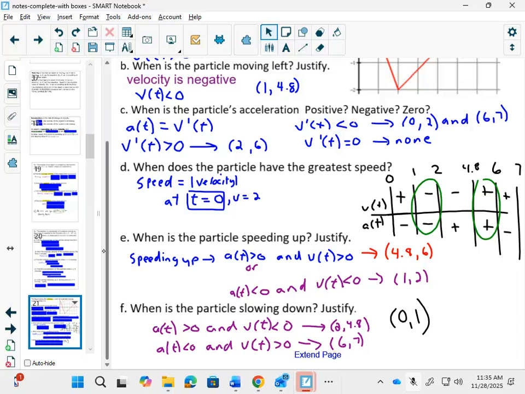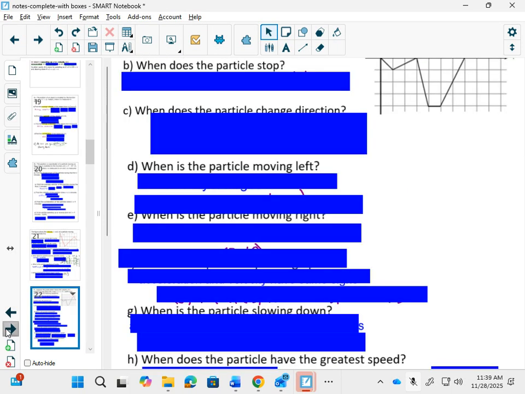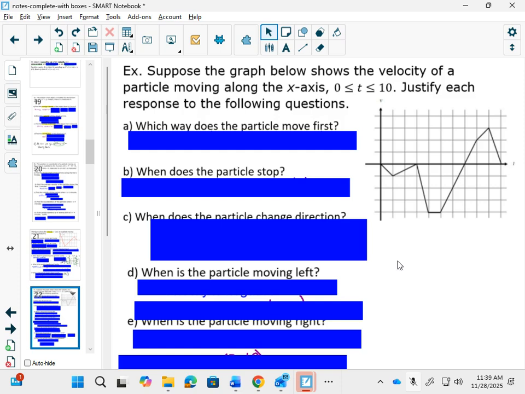All right, one more question. Again, I'll let you try it on your own first. Let's see how you did. So the graph shows the velocity again of a particle moving along the x-axis from 0 to 10. Justify which way does the particle move first?